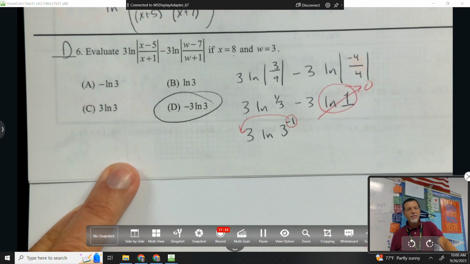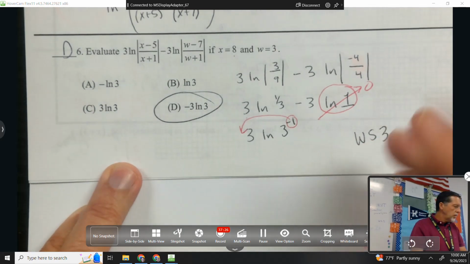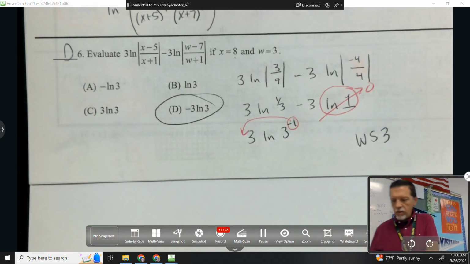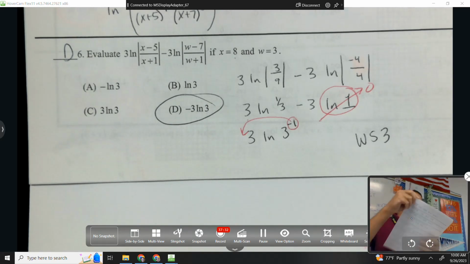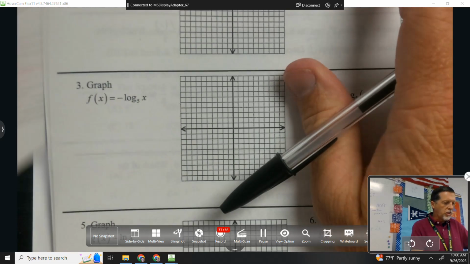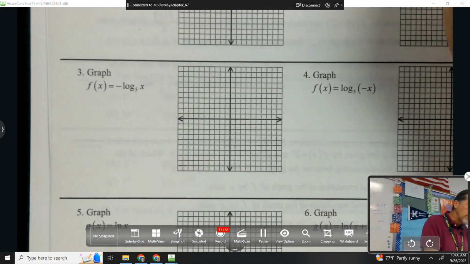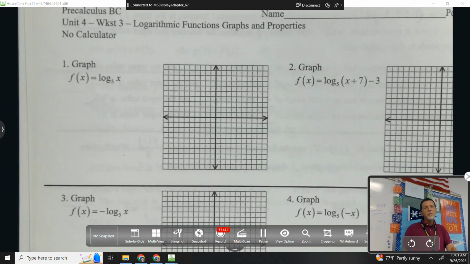Again, lots of property work today. So properties and graphing as well. So worksheet 3, the assignment. But I want to show you worksheet 3. Let's get started on it a little bit together.